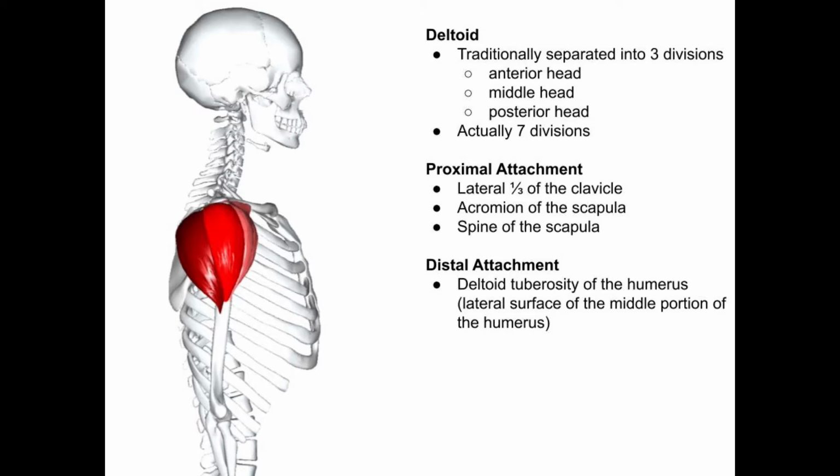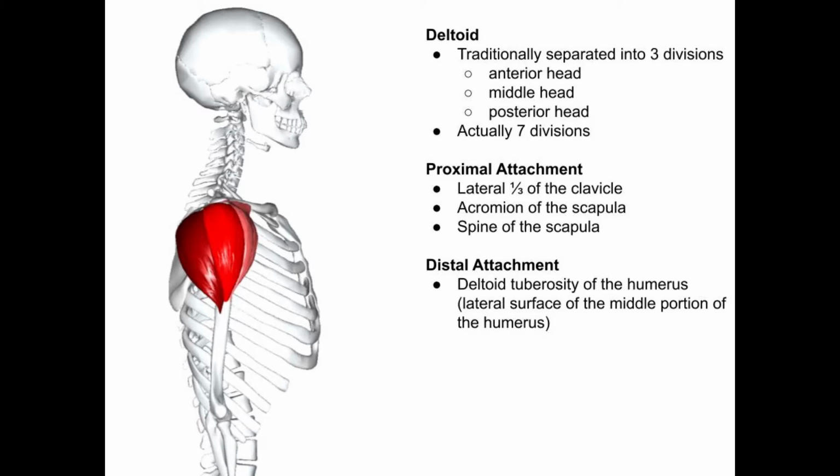It is traditionally separated into three different divisions: an anterior head, a middle head, and a posterior head. But it's actually been divided into 7 different divisions, each separated by fascia and able to contract individually. But for functional purposes and traditional purposes, we can stick to the 3 major heads.